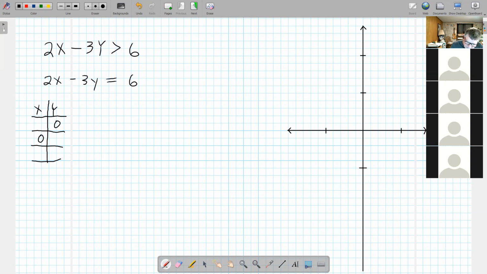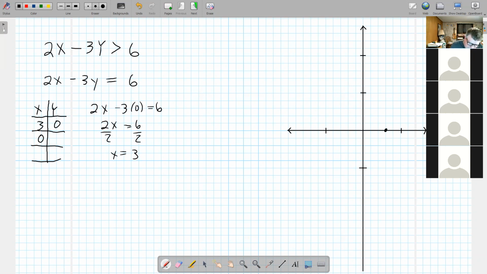So if y is 0, I get 2x minus 3 times 0 equals 6, which means 2x equals 6. Divide both sides by 2, x equals 3. So I have the point (3, 0). x is 3, y is 0. Any questions about that?